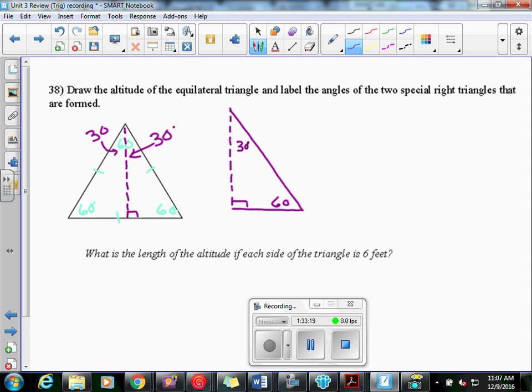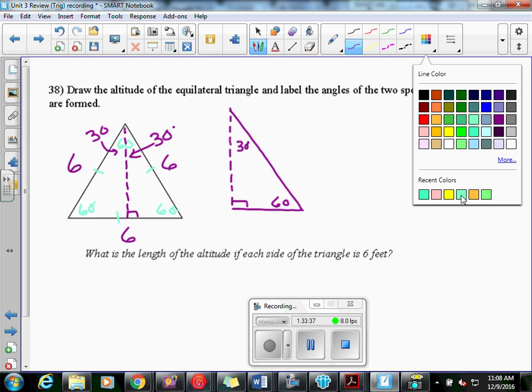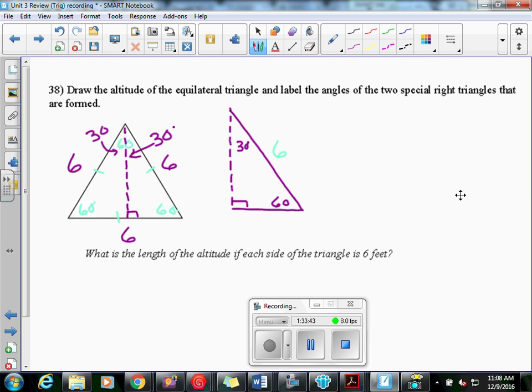Now, this question says, what is the length of the altitude if each side of the triangle is 6 feet? Well, if this is 6 feet, this whole side down here is 6 feet, this whole side is 6 feet. Come back over here, and let's fill in. What's this length going to be on the triangle? 6. This will be 6 feet as well. The altitude bisects the angle up here at the top, and it bisects the side at the bottom. What's the length of the side over here now? This will be 3. This will be your altitude, and that's what they're asking. What is the height of it? We'll call that h.